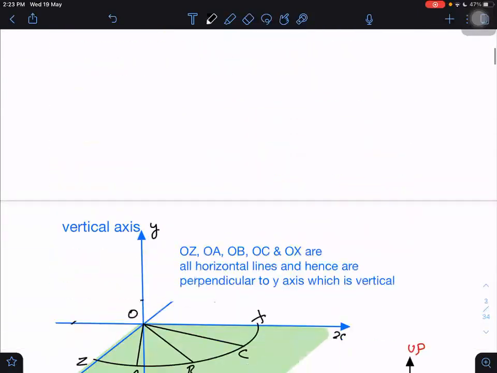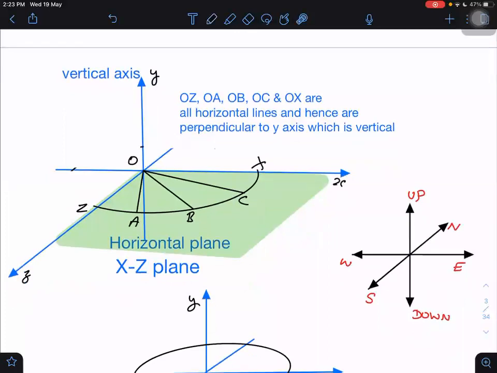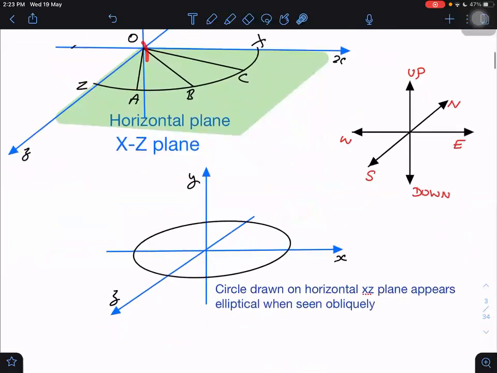Right. Next, come to the visualization part. I thought maybe I should focus on your visualization properly. This is our horizontal plane. This green plane is the horizontal plane, the XZ plane. In this plane, if I draw lines OA, OB, and OC, all these lines are perpendicular to the y-axis. I already discussed this before, but I am explaining again to make it further clear.